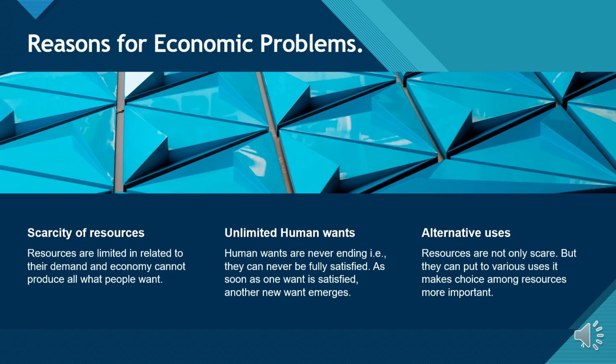First one is scarcity of resources, which means resources are limited in nature. Second one is unlimited human wants, which cannot be satisfied. So that is known as unlimited human wants. The third one is alternative uses. When there are limited resources, we can use them in an alternative manner, provided a person knows how to use the resources effectively. So these are the drawbacks or the reasons of the economic problems.